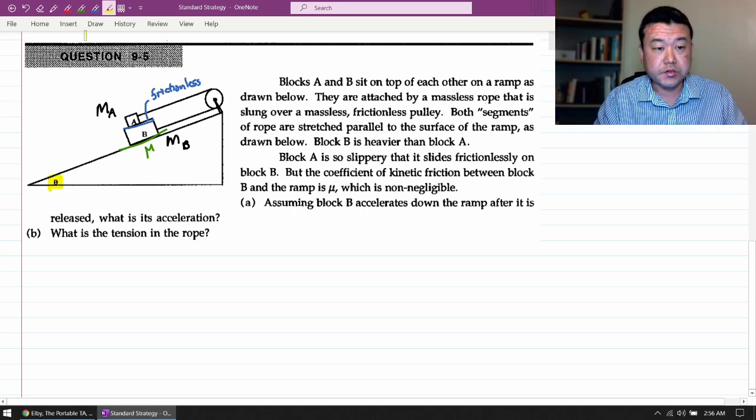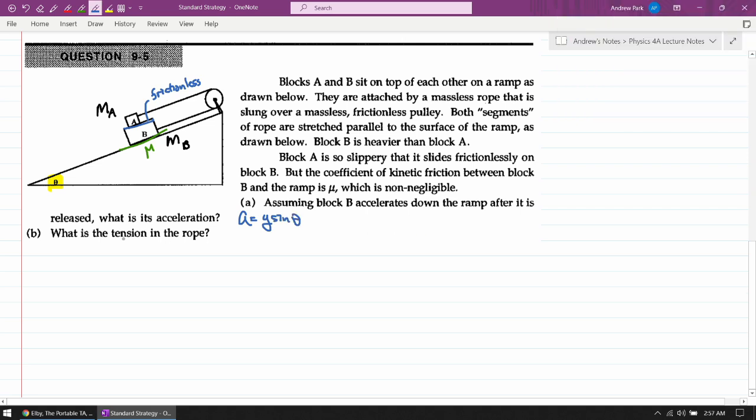Now, this is the kind of question where you might try one-step guesses, like acceleration is equal to g sine theta, or the tension is, I don't know, m g sine theta, and any combinations of these: m_A g sine theta, m_B g sine theta, or m_A plus m_B. None of these are correct answers, of course, I think.